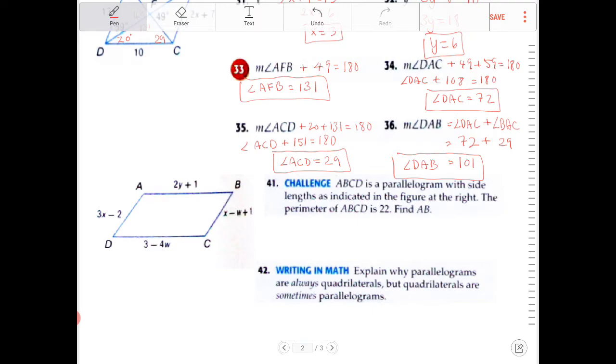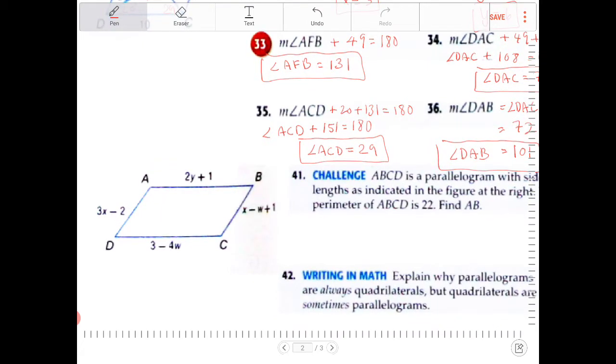Challenge. ABCD is a parallelogram with side lengths as indicated in the figure on the right. The perimeter of ABCD is 22. Find AB. Don't be intimidated by the word challenge, because it's all applying very similar concepts. Probably the only thing challenging is you're going to have to apply more algebraic know-how in solving these things. So it turns into less of a geometry problem and more of an algebra problem.